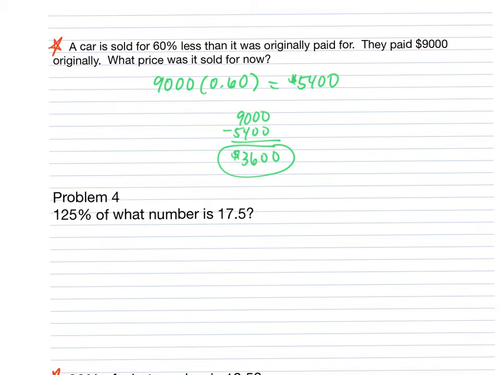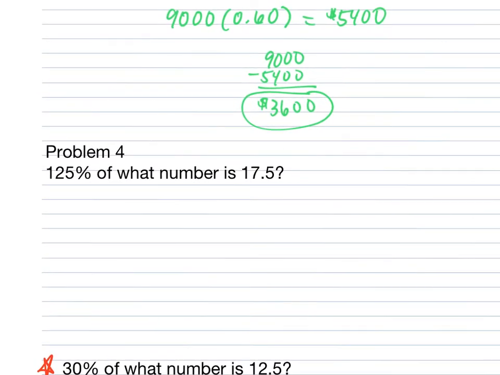Okay, and now we're going to do one where we're going to find the whole instead of the part or the percent. So again, this is saying 125% of what number is 17.5. So this is my percent. 125% of what number? This means it's the whole, and this is my part. So we're going to use our formula, part over whole equals percent over 100. And then plug in our values. This is 17.5, whole is my X, and then 125 is my percent over 100.